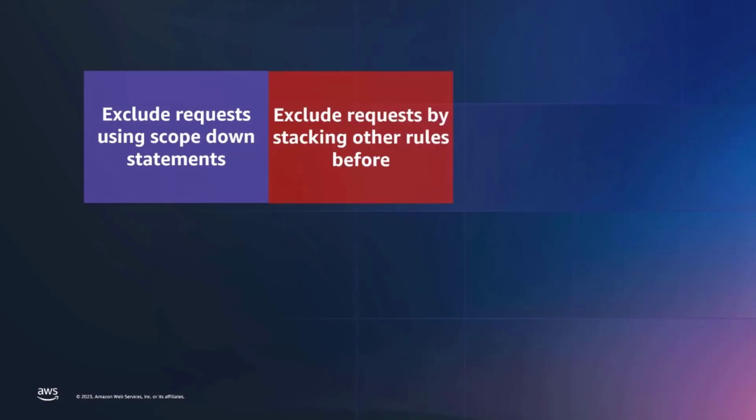This is the same thing: run rule groups after the less expensive rules. If you have less expensive rules, run them first. If you have other standard WAF rules that block requests for some reason, put them on top of these paid rule groups.